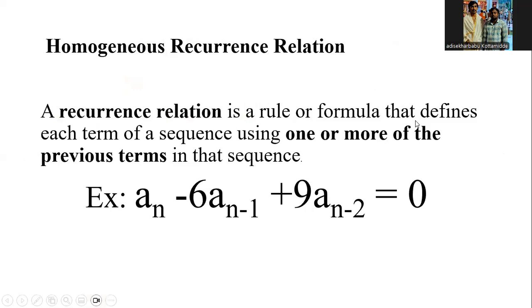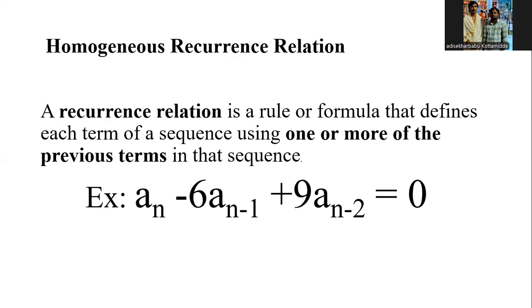What is a recurrence relation? A recurrence relation is a rule or formula that defines each term of a sequence using one or more of the previous terms in that sequence. In a sequence, recurrence relation means the first term and other previous terms, that is, the nth term, n minus 1 term, n minus 2 term, and so on.